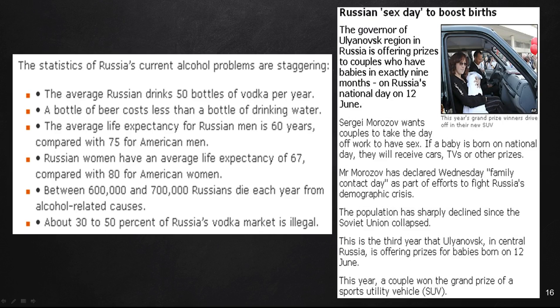And here's also an article from a few years back discussing how Russia is trying to reverse this trend of a declining population. And it actually has succeeded so far in reversing this declining trend. Here the government has a national day of conception, where people go home and have sex and win prizes. If you give birth on National Day, you'll receive cars or trucks, TVs, and other prizes. And for this year, as I said, it was a couple of years ago, a couple won a grand prize of an SUV.